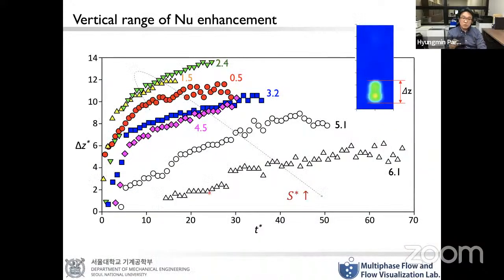Okay, so this is the temporal variation of the delta G star, meaning the vertical range of the Nusselt number enhancement by the single bubble. So here, red color means the smallest wall-bubble distance. Then from red color, when you increase the distance from the bubble to the wall to 2.4, you have more vertical range. But after that, this vertical range seems to go down as you increase the bubble-wall distance further. Okay, and that is consistent with what you have observed so far.